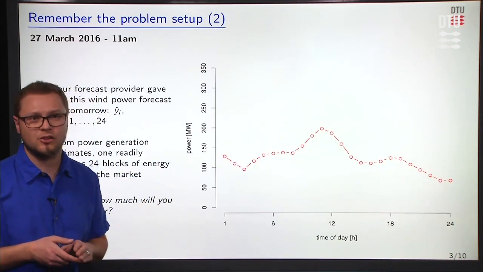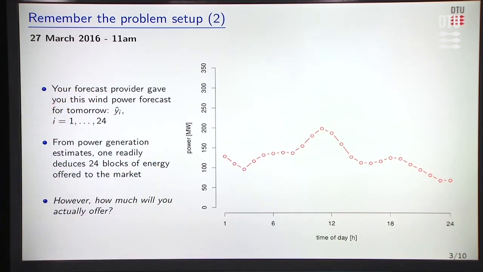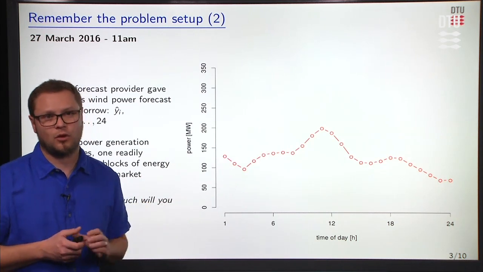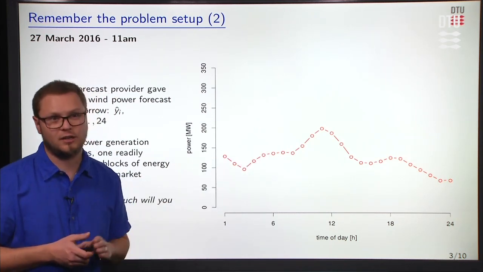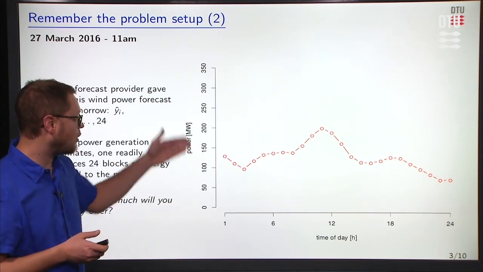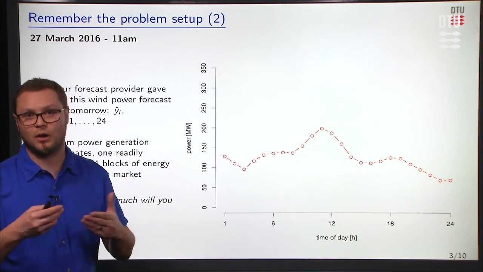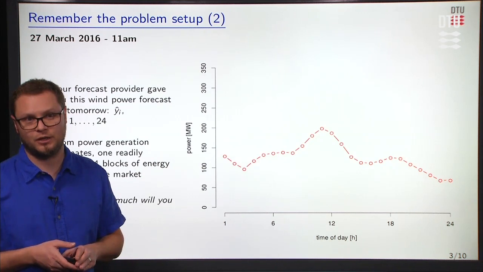In practice, our setup was that we looked on the 27th of March 2016 at 11 in the morning, so just before gate closure, at what we should offer for the following day for the 24 market time units between midnight and midnight. In the first block, the basic quantity we used was this forecast with values for each and every hour of the day, which were expressed in power originally, but allowed to deduce energy generation.